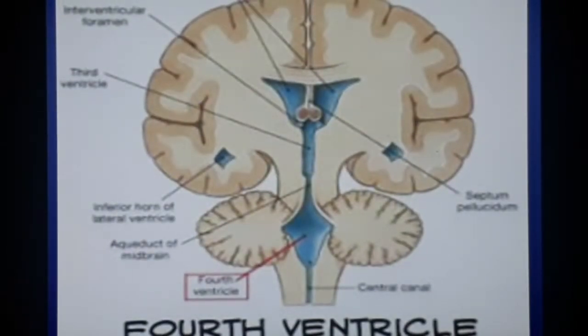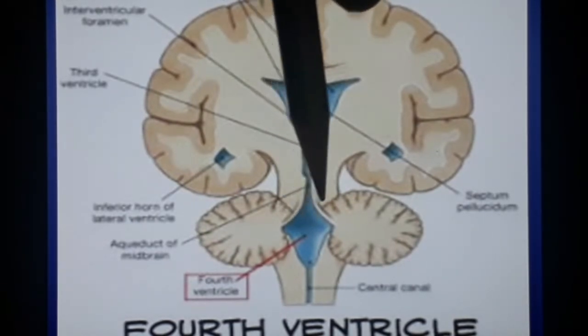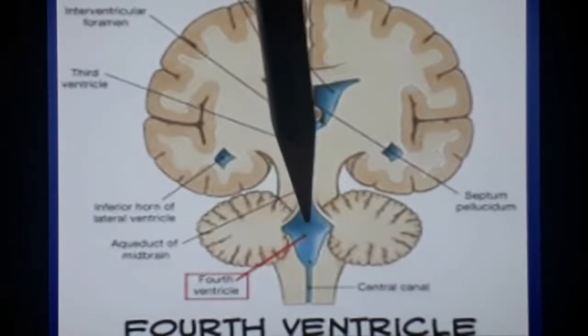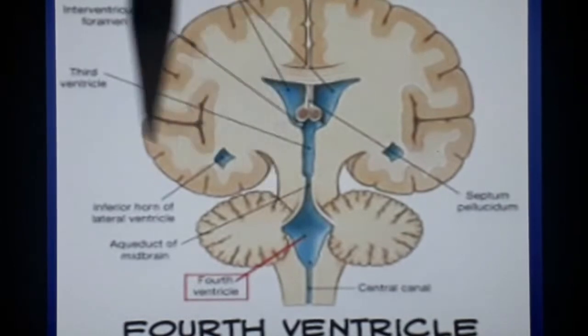In this picture, you can see the cross section of the brain where there is an intercommunication between ventricles. The lateral ventricle is communicating with the third ventricle via the foramen called interventricular foramen. The third ventricle is communicating with the fourth ventricle via the cerebral aqueduct. The fourth ventricle is continuing as the central canal of the spinal cord.